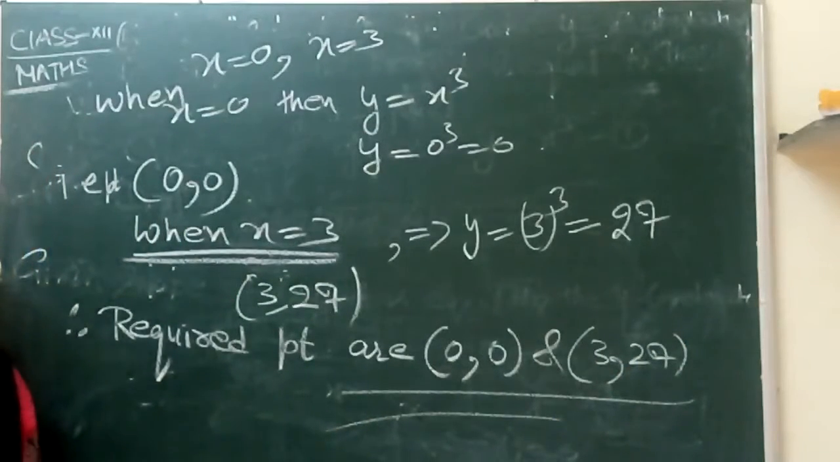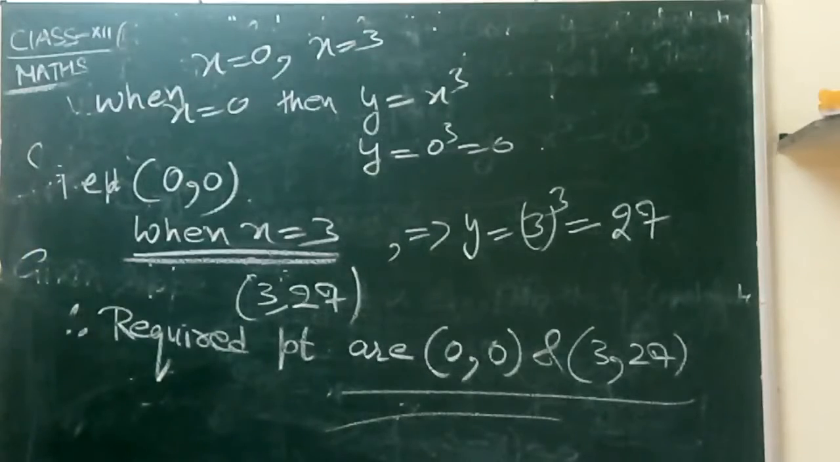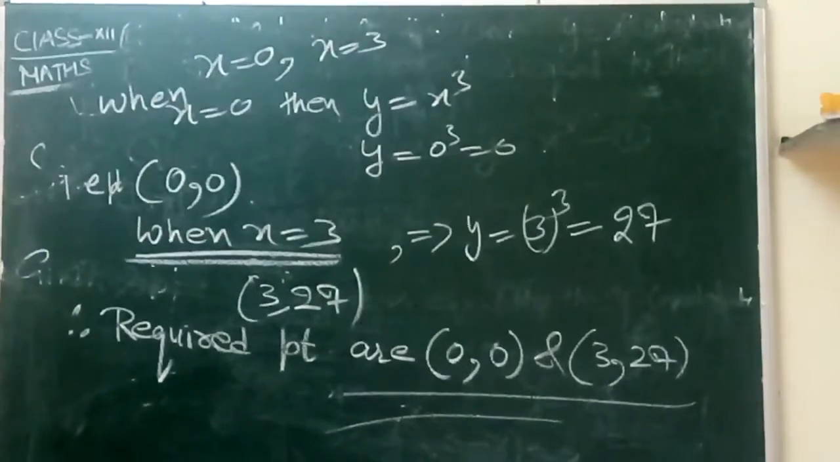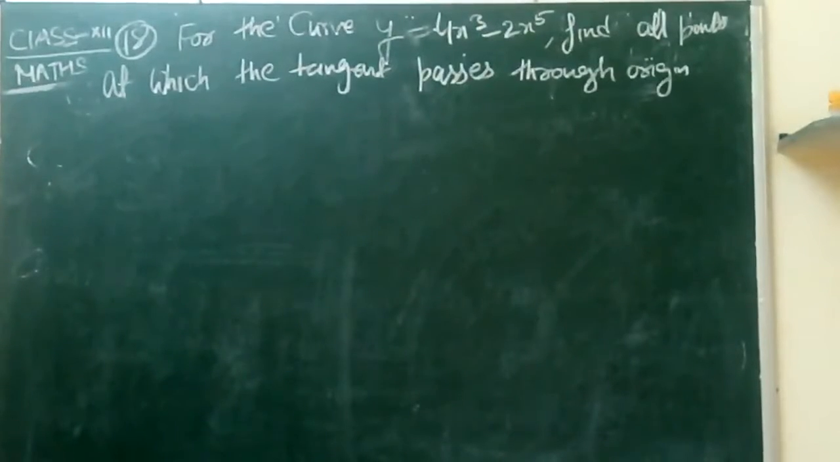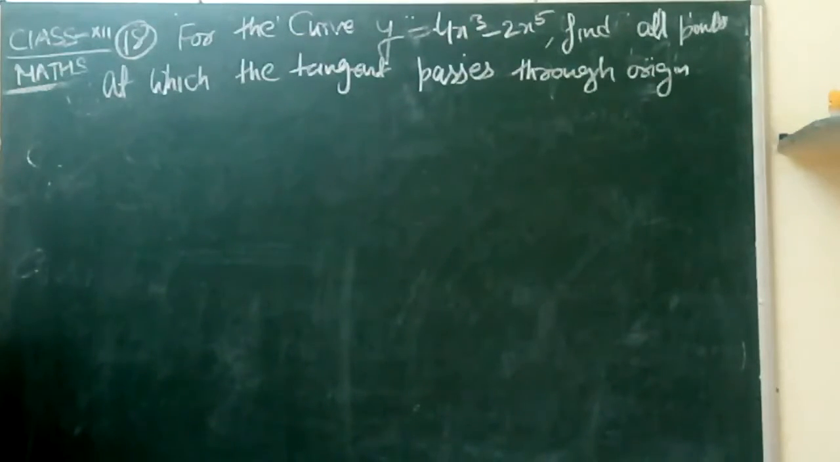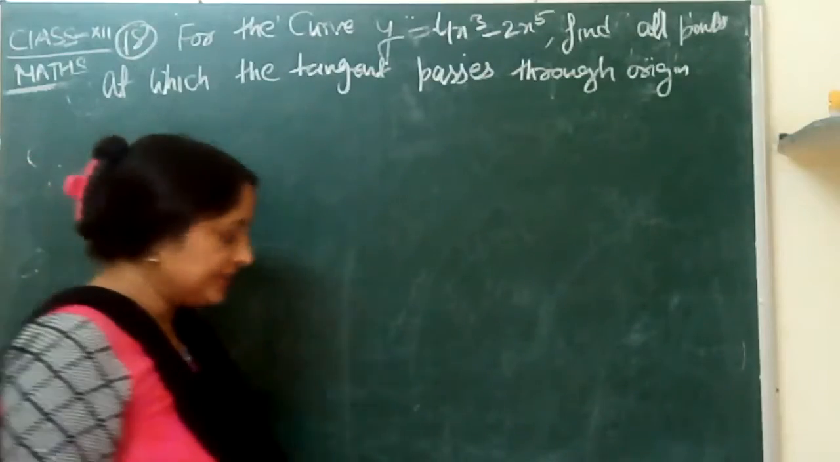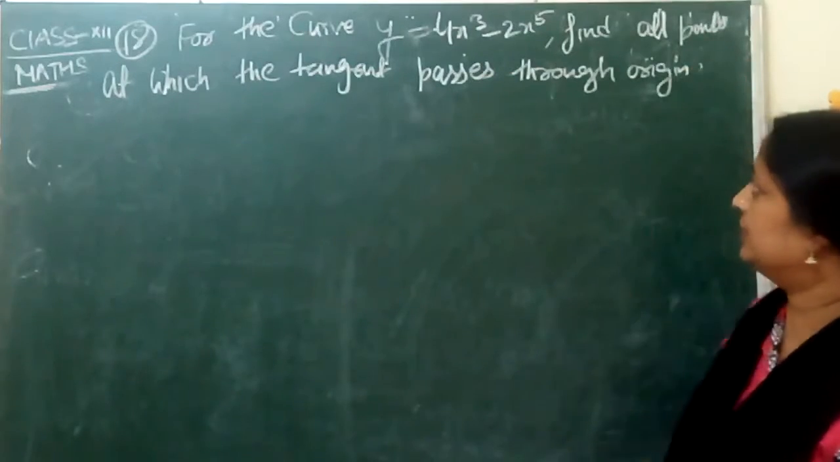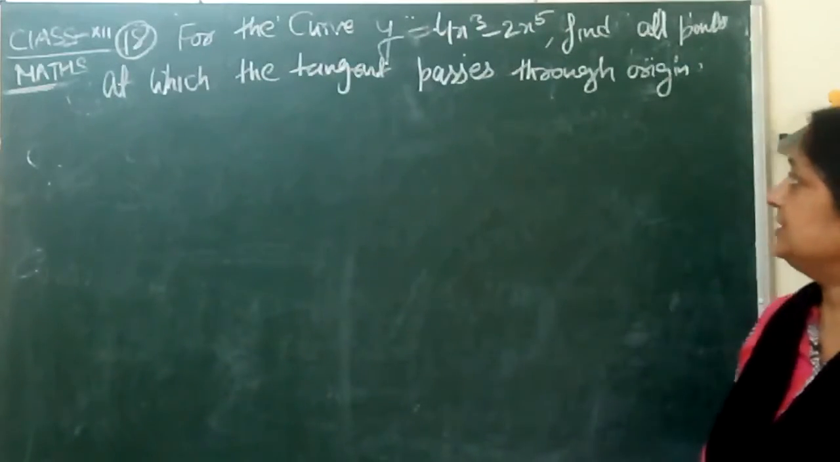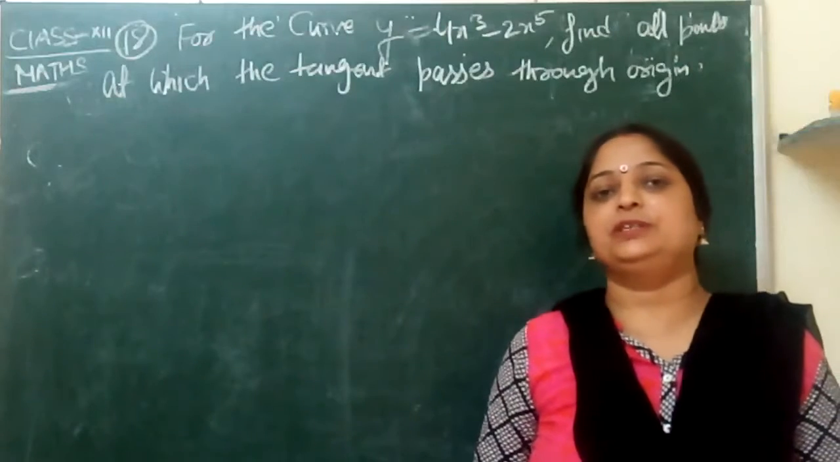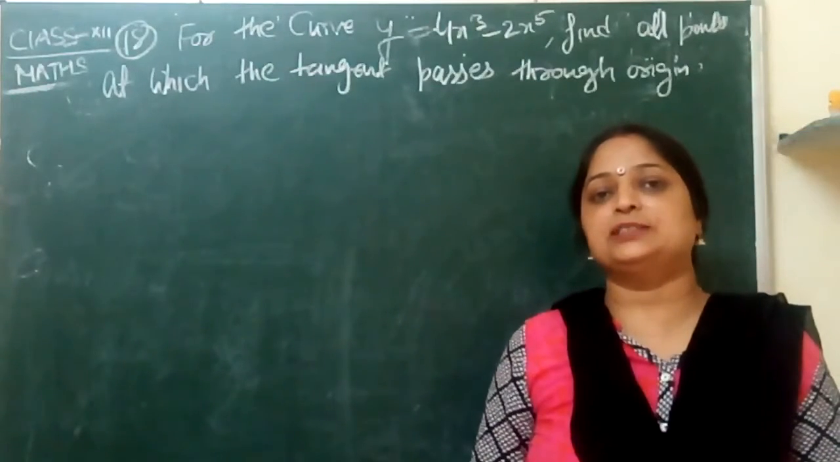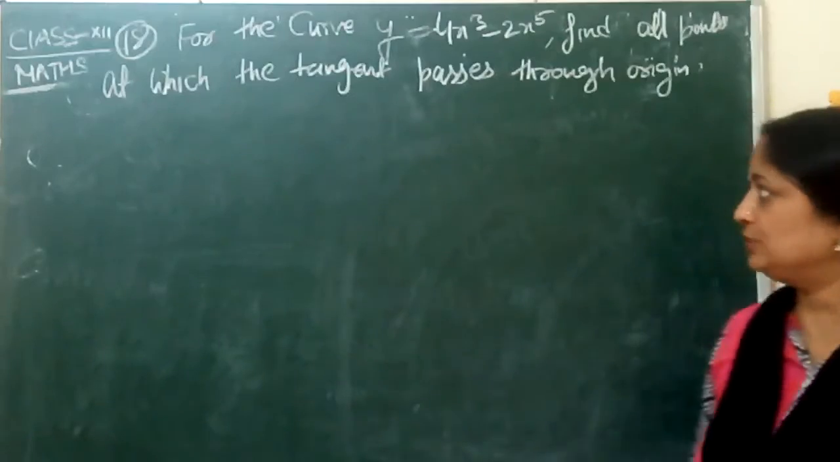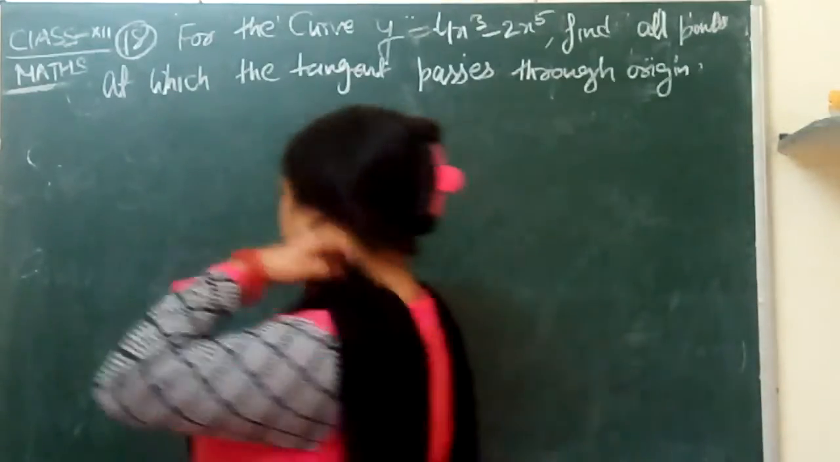Now we move to question number 18. Now in question number 18, for the curve y is equal to 4x cube minus 2x raised to power 5, find all the points at which the tangent passes through the origin. Means you have to find out the points at which the tangent passes through the origin. It means x and y both are 0, 0. X is 0 and the value of y is also 0. So let us start the solution.